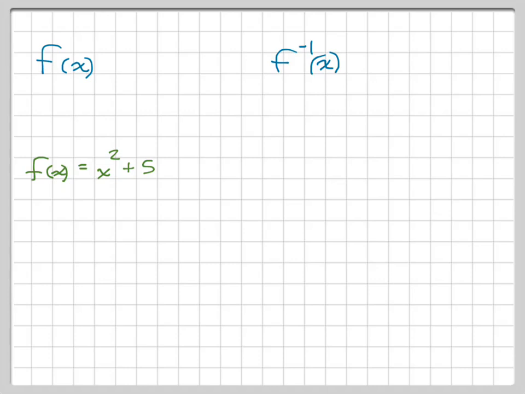Okay, let's try it. What we're going to do is take this and put the y right there, and I'm going to solve for x this time. I'm going to get the x alone instead of the y. So I subtract 5 from both sides. I get y minus 5 equals x squared. How do I get that x alone? Square root it. Now some of you might recognize the problem right now. If you don't recognize the problem, don't worry. I'm going to explain it in a second. This would be your inverse function.